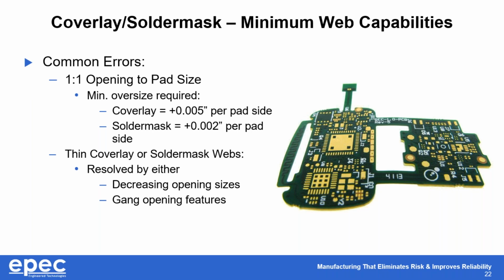Another common error we see is thin webs for both Coverlay and solder mask. These are generally resolved by either decreasing opening sizes or gang opening features, which basically entails creating a rather large opening across multiple pads rather than individualized pad openings.